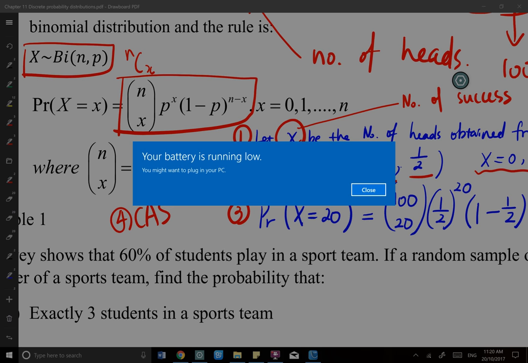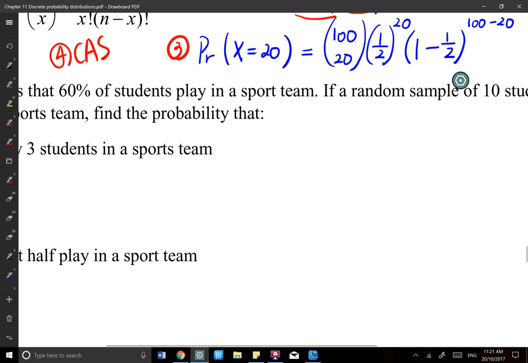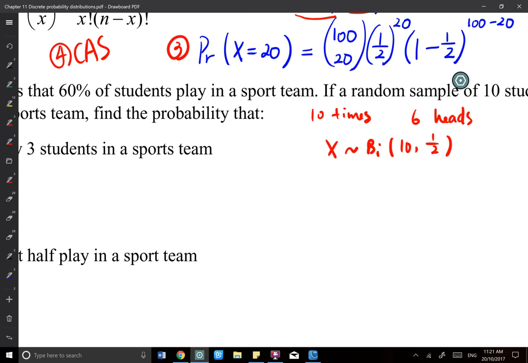Okay, why do we have that formula? First of all, let's ignore the nCx thing. Let's just have a think about the p to the power of x. So let's say we toss a coin 10 times, and I want 6 heads. Let's say X is the number of heads you obtain. So X is binomial distribution with 10 trials and a half as well. Well, let's say that's a biased coin.